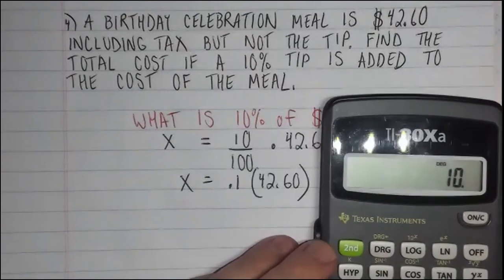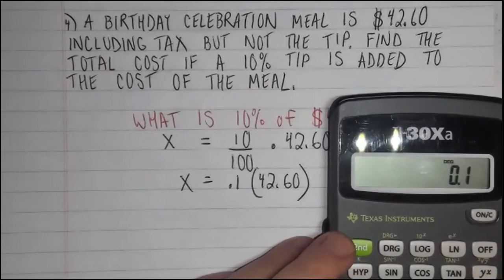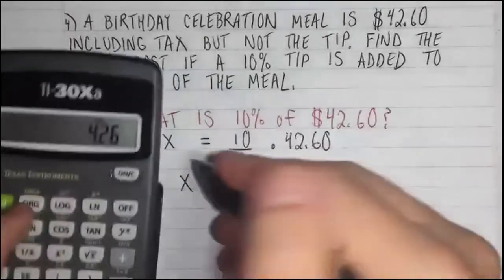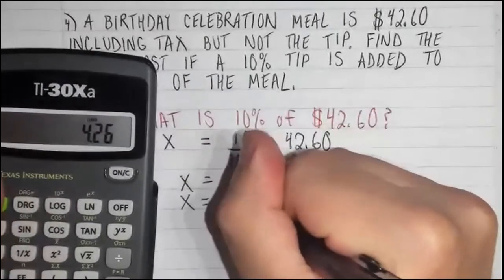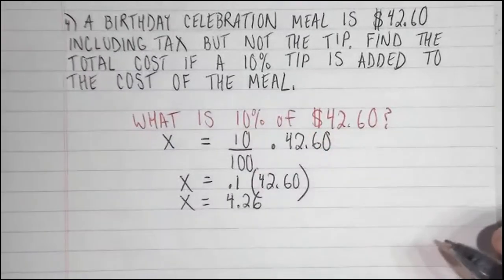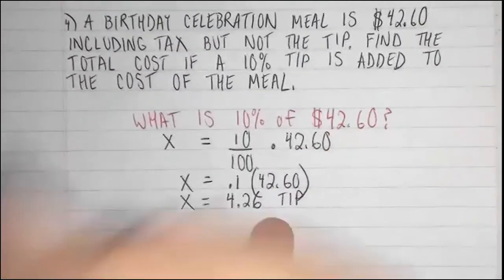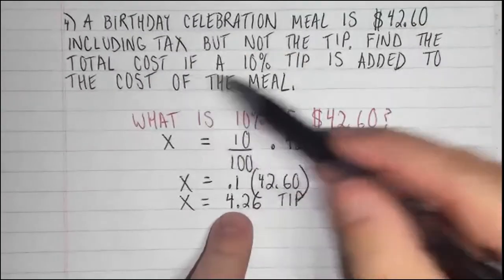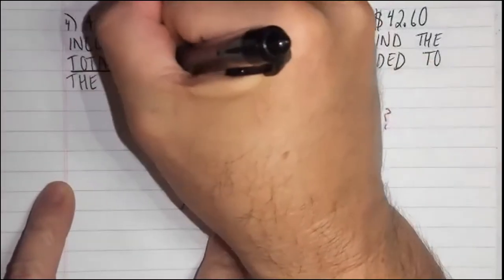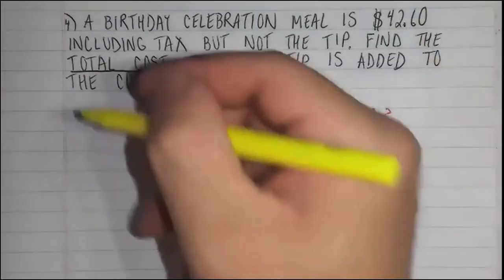So again, let me show you on the calculator. You're going to do 10 divided by 100. We get the 0.1. Then we're going to times that 0.1 by 42.60, and what you get is 4.26. And again, what is that 4.26? That is my tip. That is the tip I'm leaving on this meal. Now, it didn't ask me what the tip is. It says find the total cost.